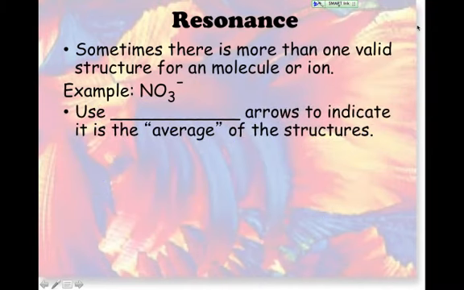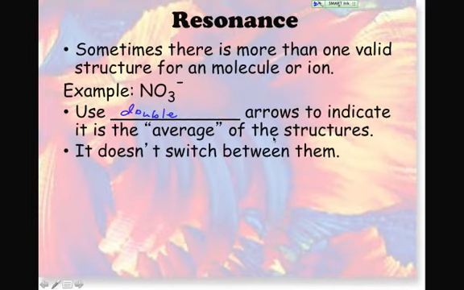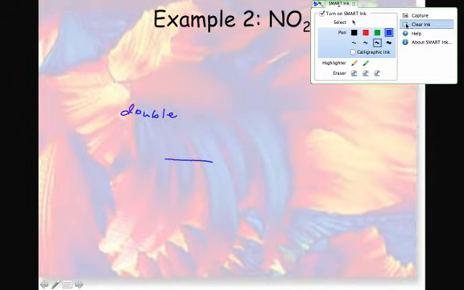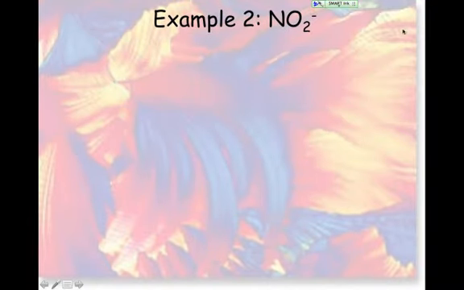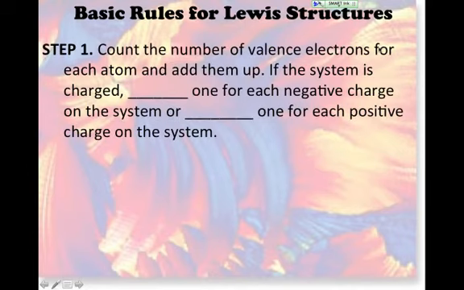Now I gotta move some ink. Alright, so we used double arrows to indicate that it is the average of the structures that is most accurate. And remember, the bond doesn't switch between them because it's never really a double bond in any place. The bond is just an average of those. Here's another example of resonance that we're going to save for class time.